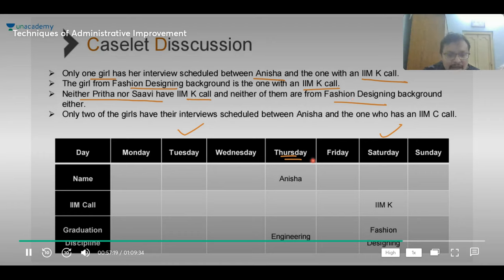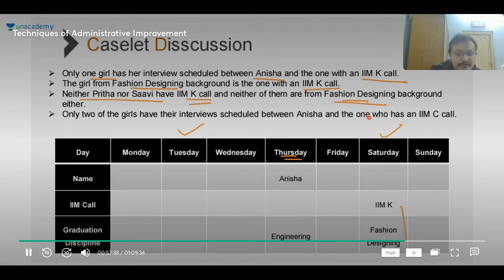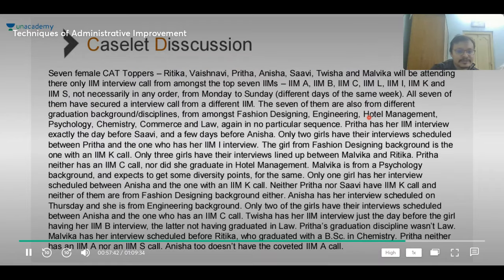So hence, Kolvi Kaur, with the fashion designing background, must go in here on Saturday. It can never be on Tuesday. The moment we have Saturday, Kolvi Kaur, fashion designing background, we can move on to the next set of clues. But before that, let us pause for one particular question.